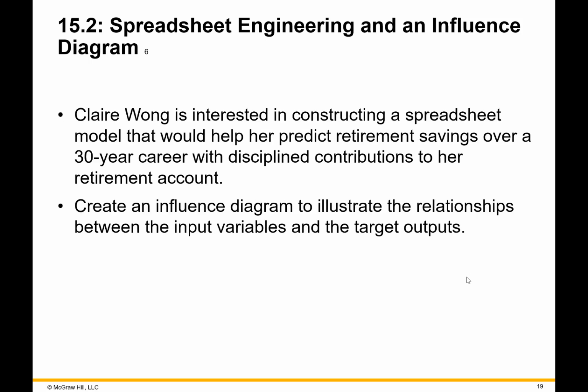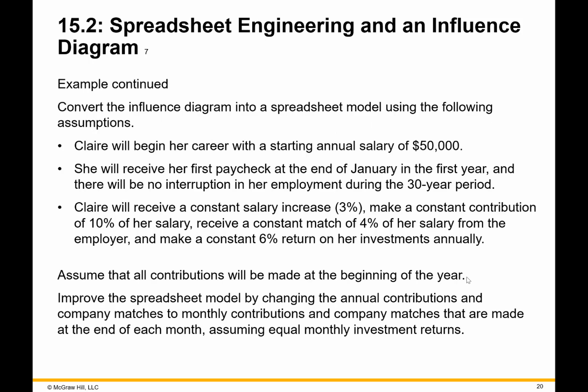Claire Wong, a graduating senior, is interested in constructing a spreadsheet model that would help her predict retirement savings over a 30-year career with disciplined contributions to her retirement account. First, we will create an influence diagram to illustrate the relationship between the input variables and the target outputs. Then we will convert the influence diagram into a spreadsheet model using the following assumptions. Claire will begin her career with a starting annual salary of $50,000. She will receive her first paycheck at the end of January in the first year, and there will be no interruption in her employment during the 30-year period.